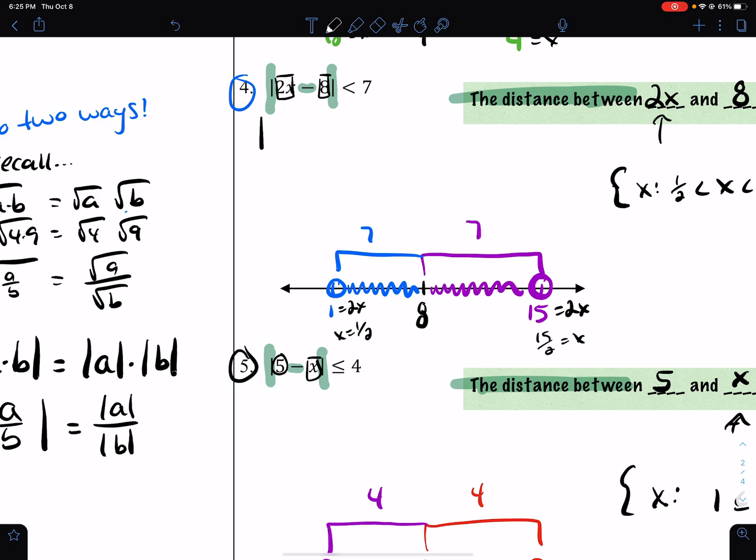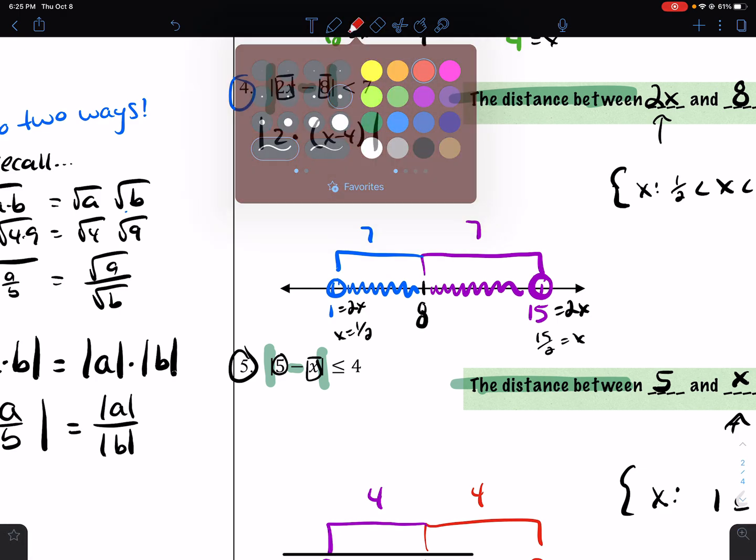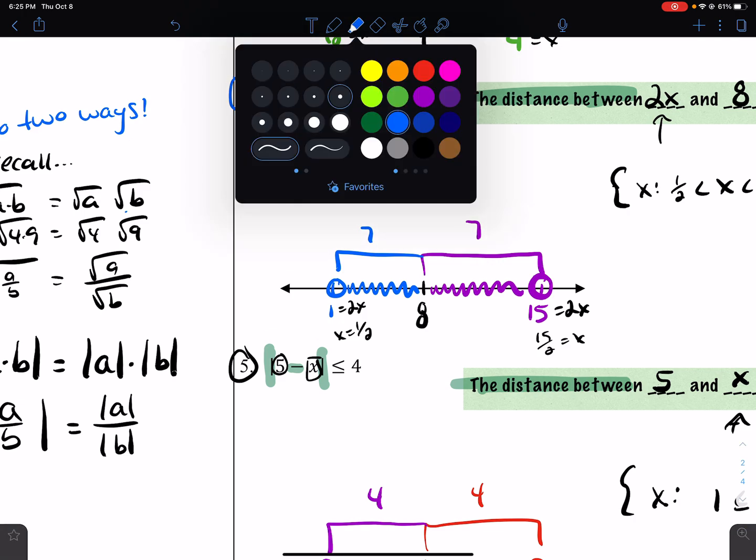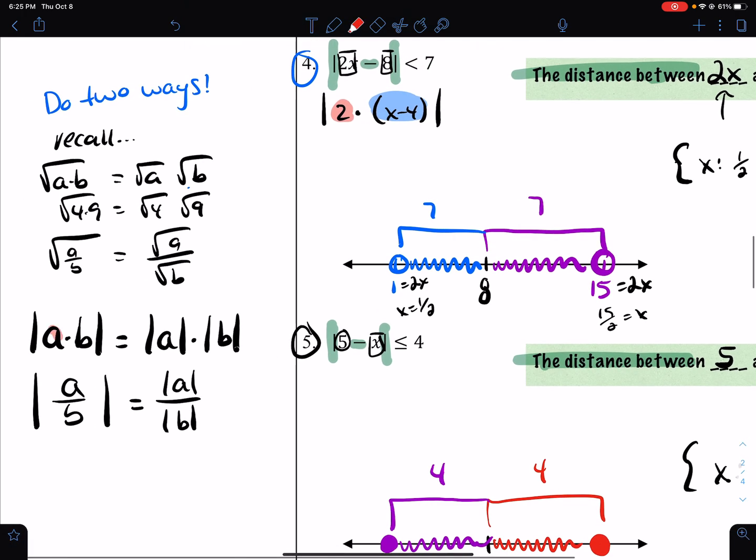So on the inside, if I factored out the 2, we can see that I have this thing, the number 2, times another thing, which is this product of x minus 4. So that's what we have here, right? If I have a product of A and the product of B, I can simply take their absolute values separately. So I'd be able to take the product of the first number and multiply it by the absolute value of the second number.